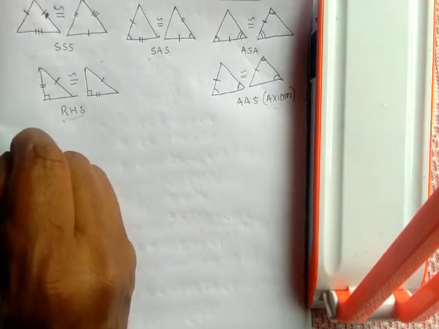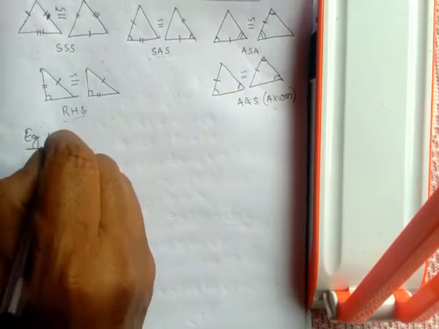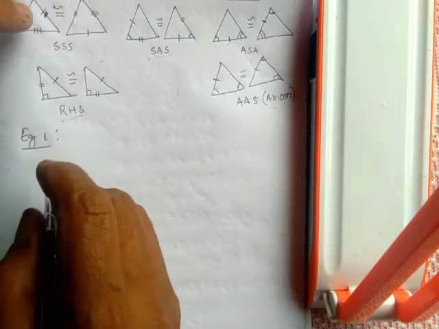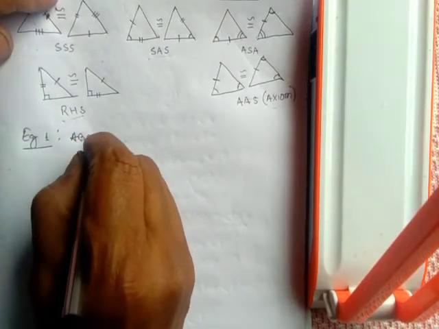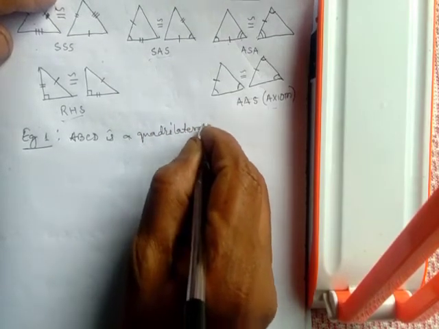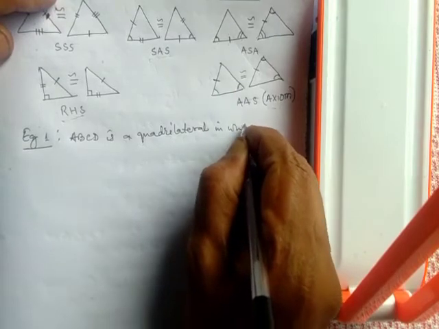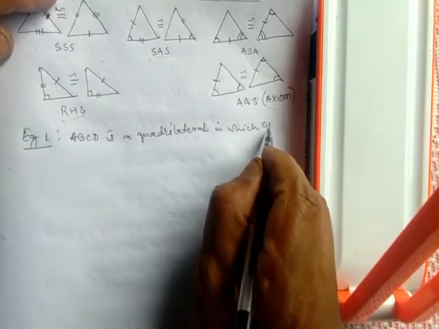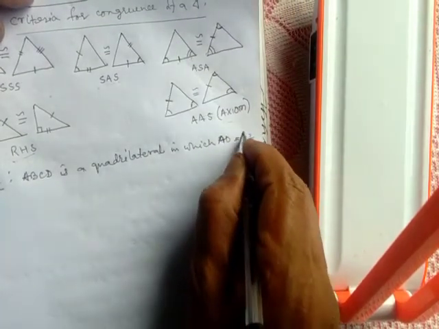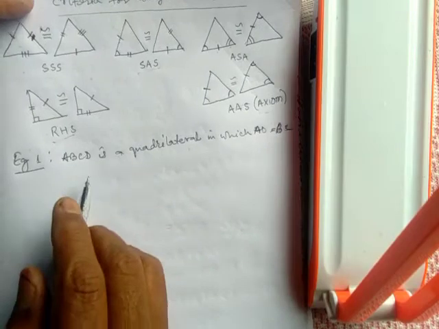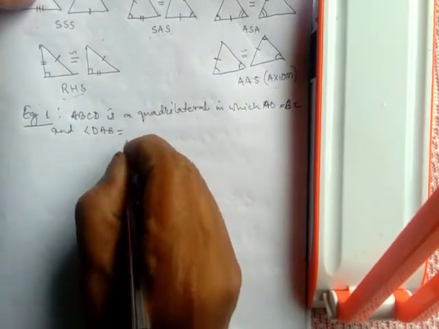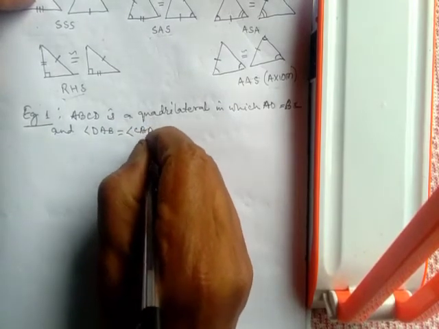Example 1. ABCD is a quadrilateral in which AD is equal to BC. AD is equal to BC is given, and angle DAB is equal to angle CBA.